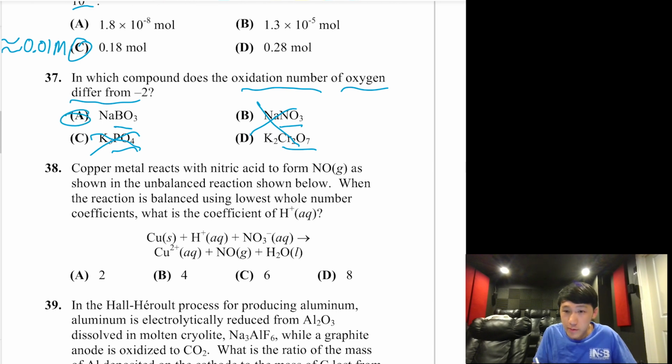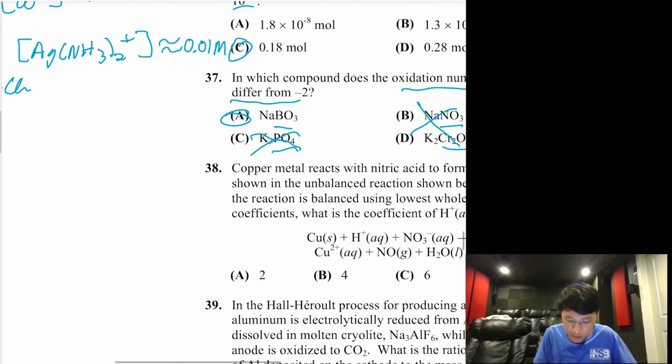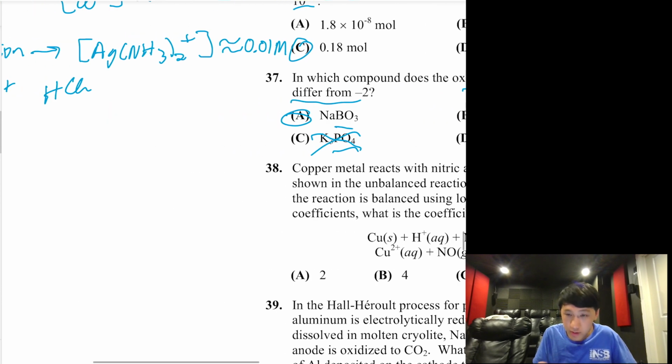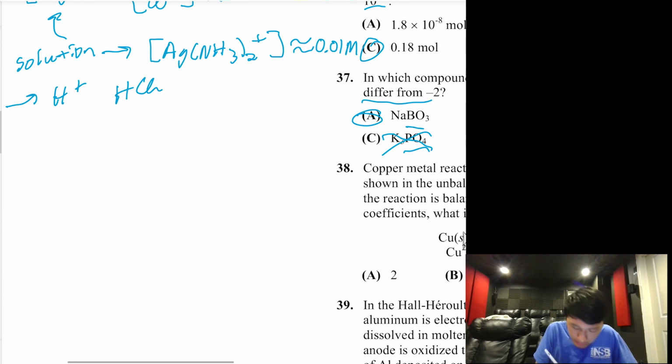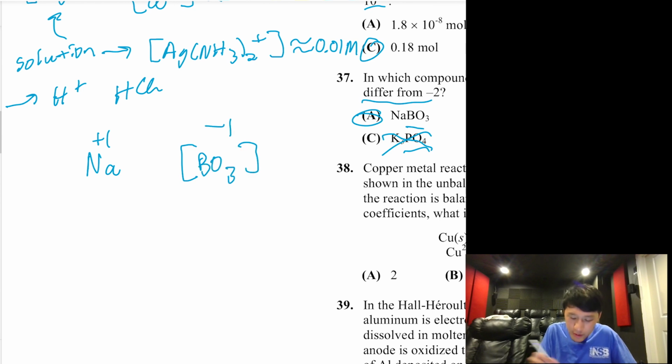But let's consider how we could figure this out if we didn't know that nitrate, phosphate, and dichromate are all common anions with oxygen as a -2. So we know that sodium as an alkali metal is going to have a +1 state. That means the rest of the molecule, BO3, must have -1 because overall it's neutral. And let's imagine that each of the 3 oxygens were in -2. That means in total they would have a -6 oxidation state, implying that boron would have a +5 oxidation state.